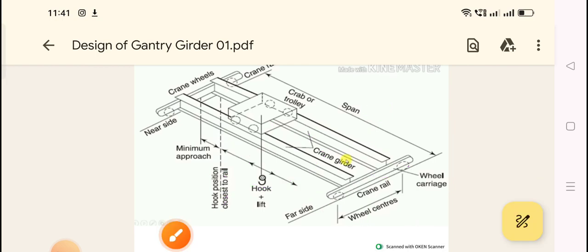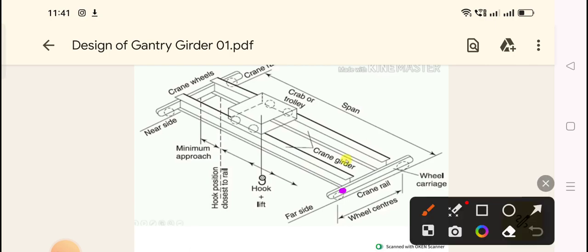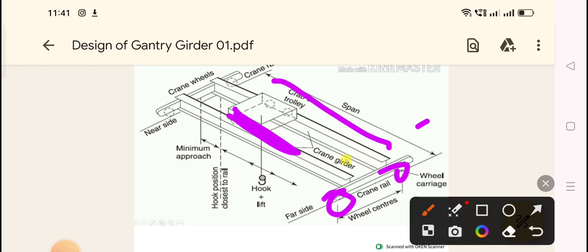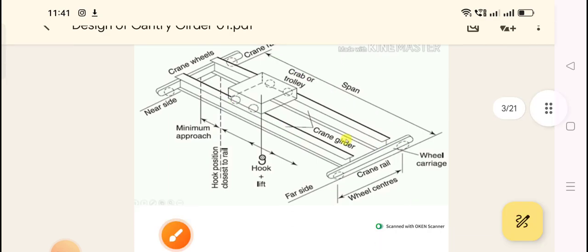Here, you are seeing there are two wheels. On those wheels, it can move along this direction. Due to this movement, the movement along this direction is happening. So this is called the span of the crane girder. Okay, this is your span of crane girder. This is the thing you should remember.